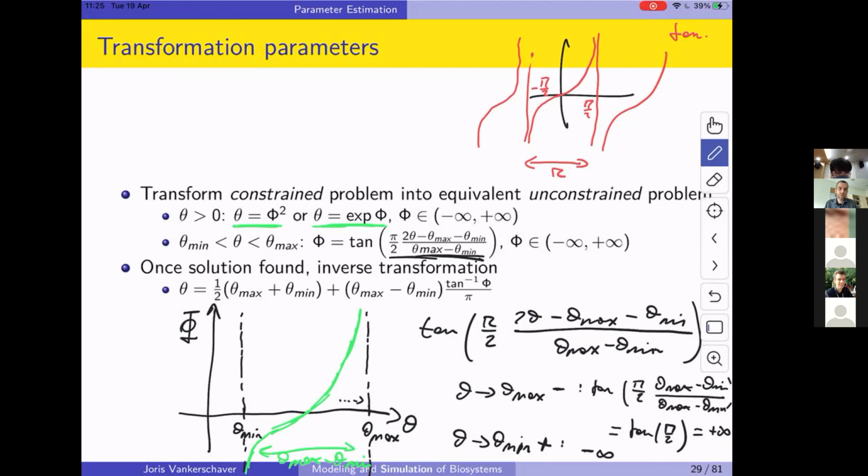And once we've done that, we have to transform it back, which means basically undoing the tangent function. And you have the prescription for that here. So you take the inverse tan and then you scale and shift according to what is given here. Okay.